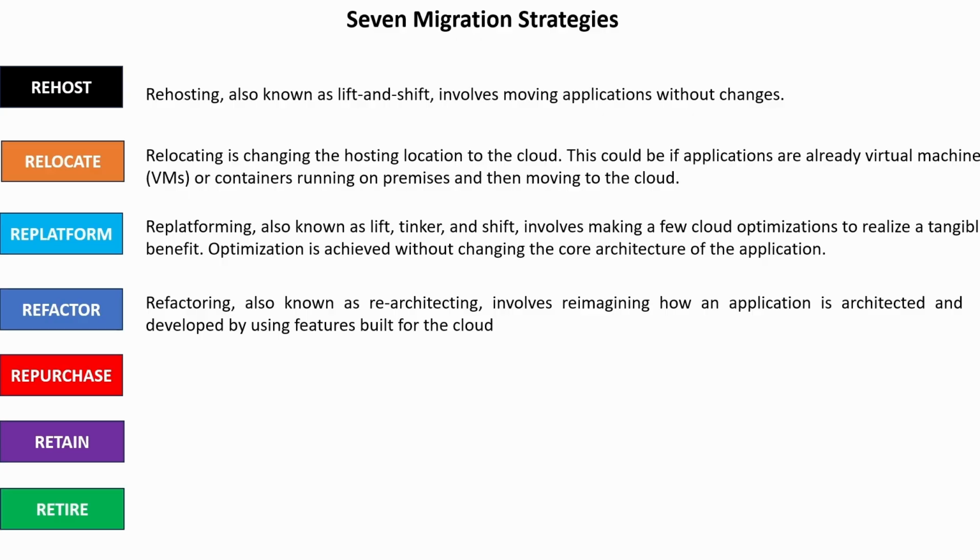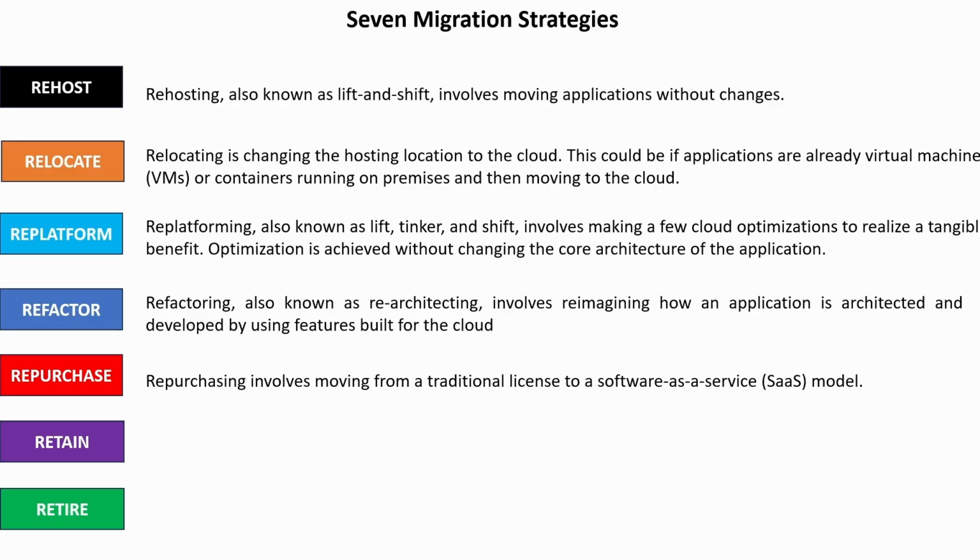Next up is repurchase. It's like drop and shop. You ditch your old licensed software and buy a cloud-native SaaS version instead. Repurchasing involves moving from a traditional license to a software as a service model. For example, a business might choose to implement the repurchasing strategy by migrating from a customer relationship management system to a new Salesforce software.